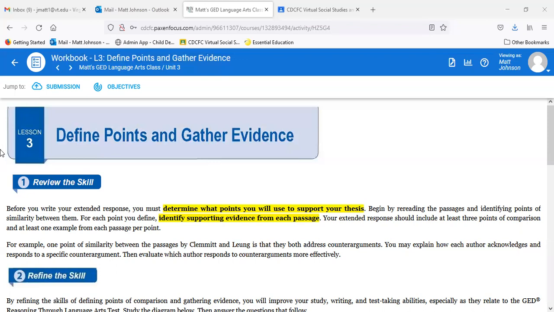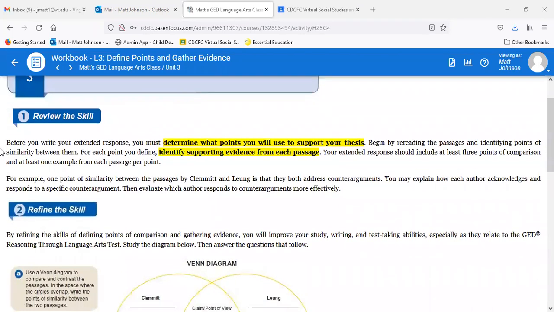So it says, before you write your extended response, you must determine what points you will use to support your thesis. So, you can mentally map that out, but you might want to jot down some notes as well. Begin by rereading the passages and identifying points of similarity between them. For each point you define, identify supporting evidence from each passage. Your extended response should include at least 3 points of comparison and at least 1 example from each passage per point.